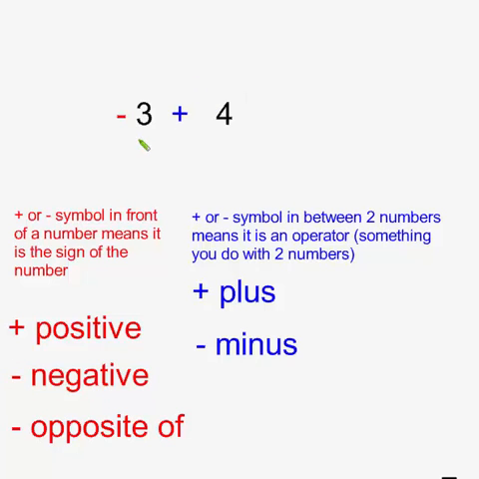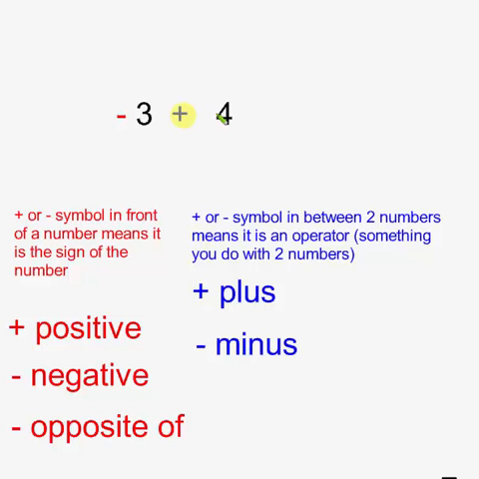Here's an example where you have a couple choices. Notice here that this symbol is not between two numbers. We're not operating on two numbers. This is simply telling me something about the number 3. This says it's not +3, that it is -3. But it's also correct to use the language opposite of. So you have a choice. You could either say -3 or you could say the opposite of 3.